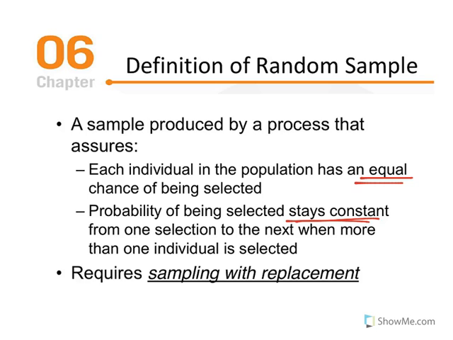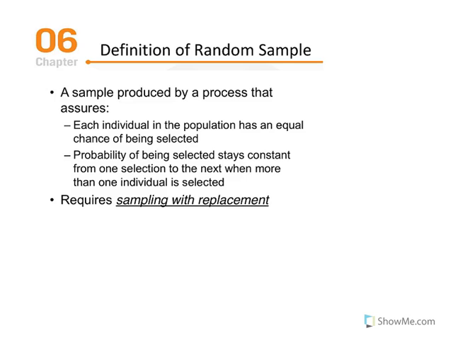So in other words, if I state that I'm going to take a sample of 10 individuals, that I'm going to select 10 individuals randomly, in order for random sample procedures to be applicable, I would have to ensure that each individual has an equal chance of being selected, and additionally that the selection probability is constant. In other words, the denominator of that probability equation will remain the same after each selection.